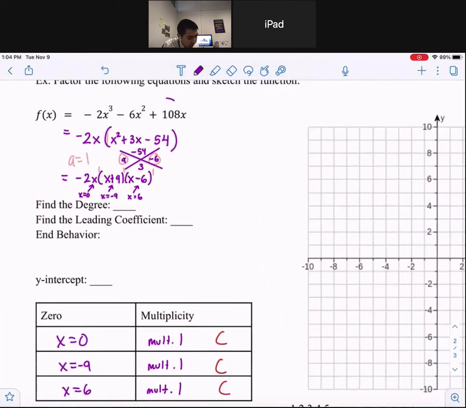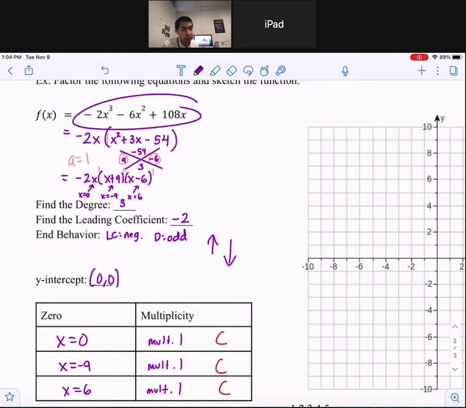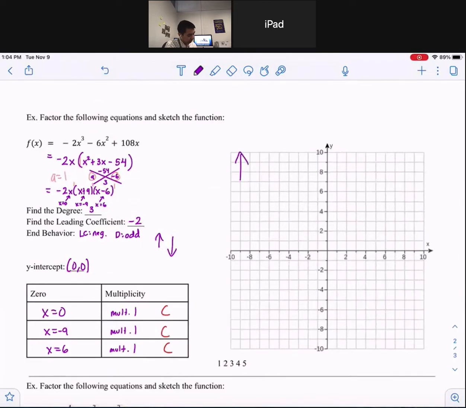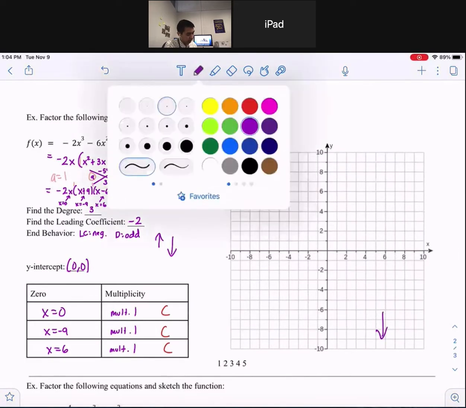Find the degree. Look at the first one, right? You have a degree of 3. Leading coefficient is negative. So we got a negative leading coefficient with a degree that is odd. So negative odd is down and then up and then down. And y-intercept is 0, 0, because if you plug in 0 for x, it is 0. So up and then down.